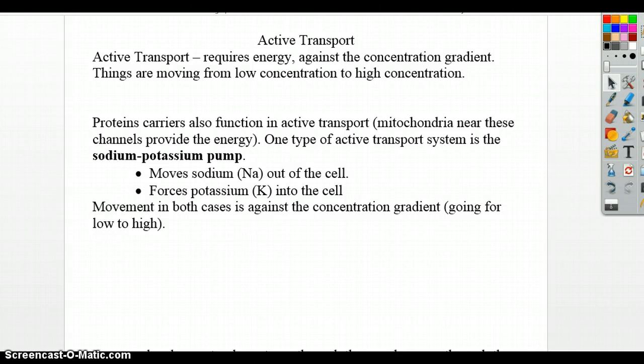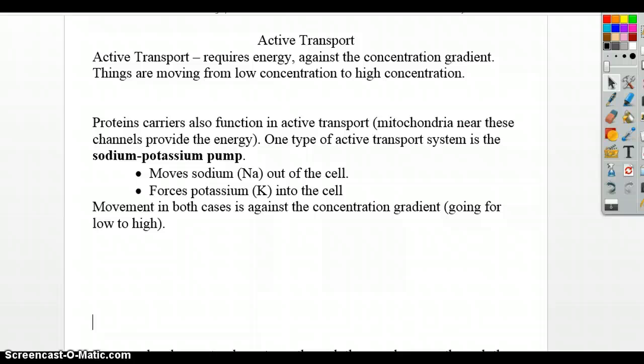Okay, we just finished up talking about passive transport. Passive transport is the movement of particles from high concentration to low concentration. No energy is needed. Examples are diffusion, facilitated diffusion, and osmosis. Now we're going to talk about active transport. Active transport requires energy. We're going against the concentration gradient. In other words, we're going from low concentration to high concentration, which is exactly why energy has to be applied.